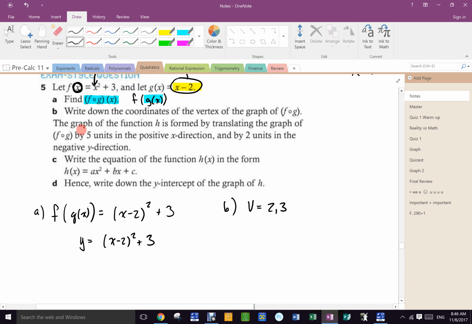Now, there's a new function, h of x, when I move the graph 5 units positively x and 2 units negatively y. So what is going to happen to my x value of my vertex? Plus 5. What is going to happen to my y value? Negative 2. So what is my new vertex going to be? The vertex of function h. 7, 1.